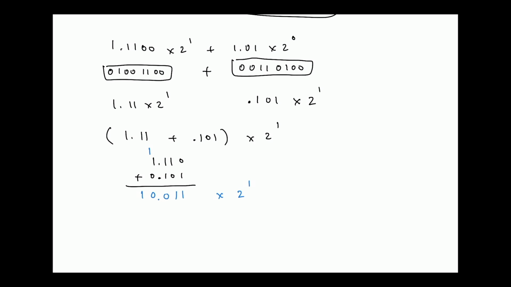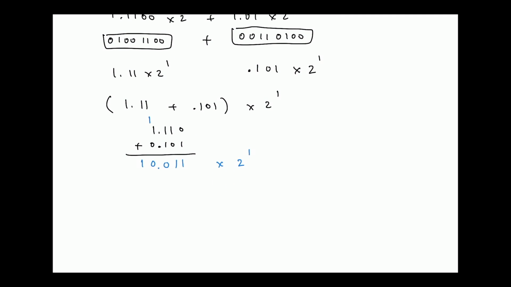Which direction do I need to move my radix? To the left, and moving the radix to the left is equivalent to, or is made up for by, increasing the exponent, yeah, okay. So this would be 1.0011 times 2 to the second.